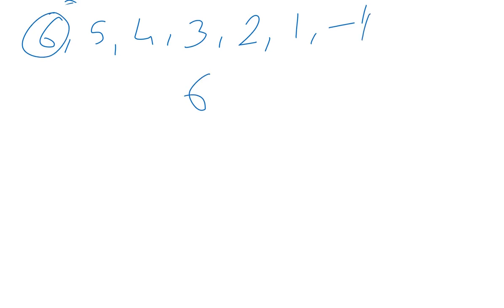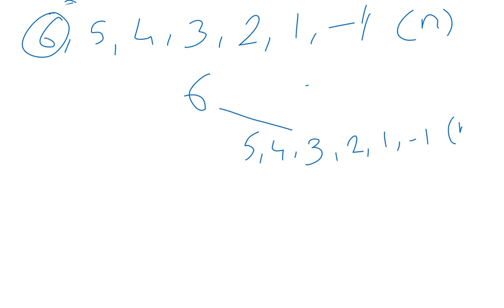So I have chosen 6 as the pivot. I don't have any element greater than 6, and all the lesser elements will go here. So we'll have 5, 4, 3, 2, 1, and -1. So here I scan how many elements? N elements. Here I'm scanning n-1 elements.